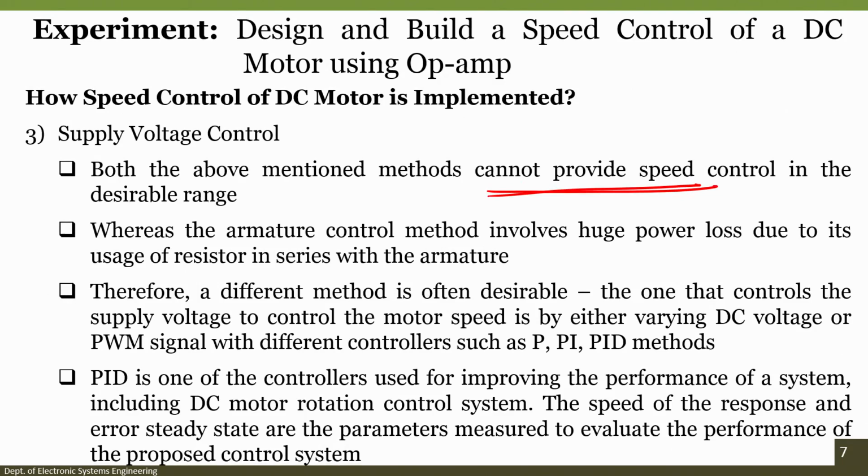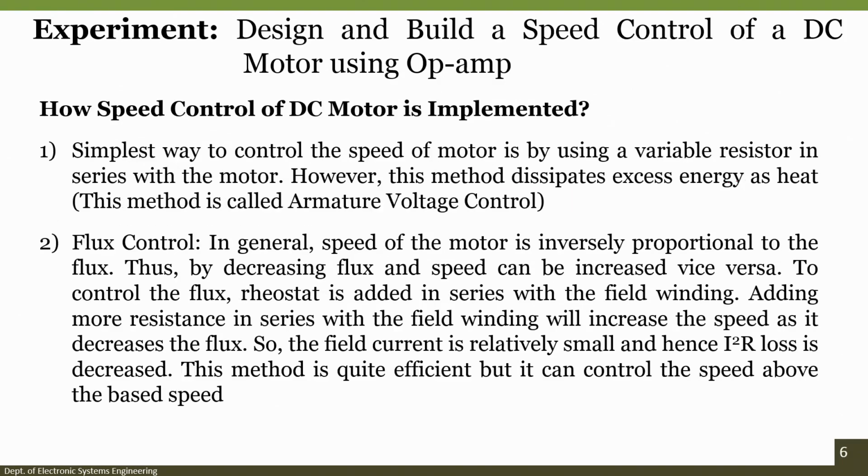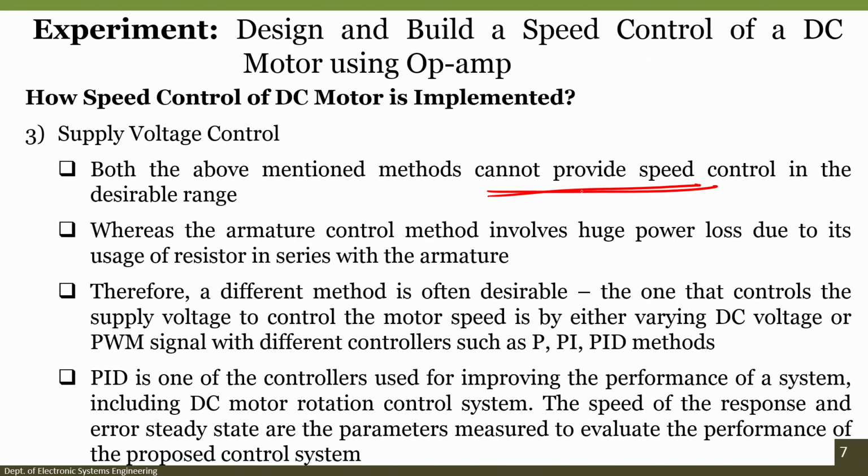Whereas the armature control method, which is our first method, involves huge power loss. I said that there is energy dissipation, excess energy as heat, which is a power loss due to its usage of resistors in series with the armature. Therefore, a different method is often desirable.